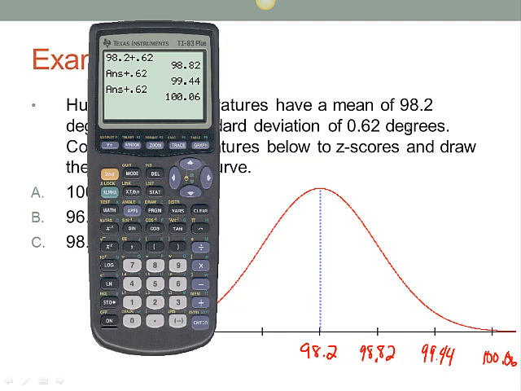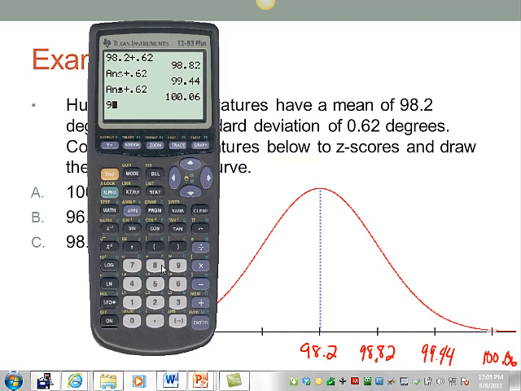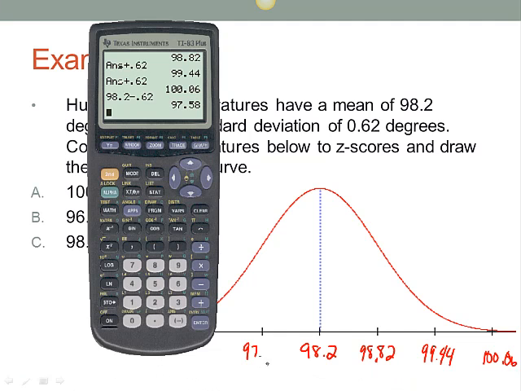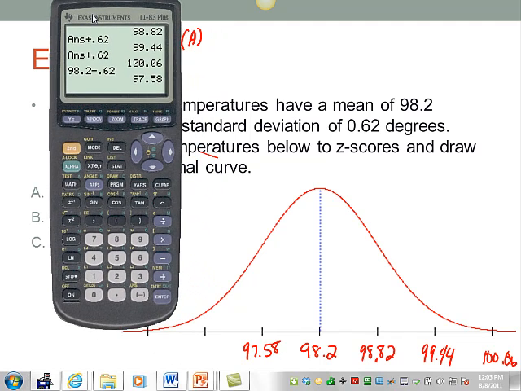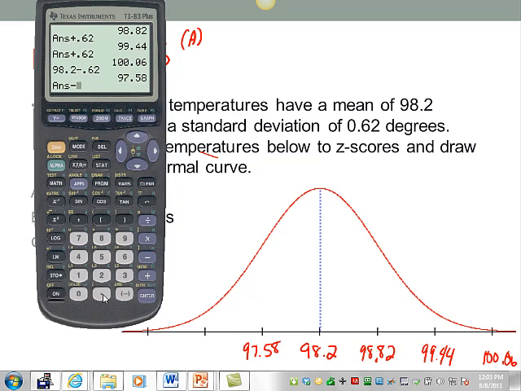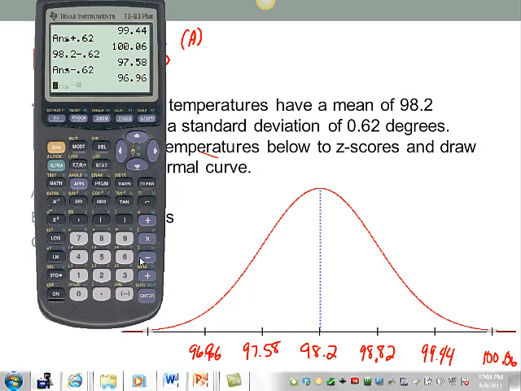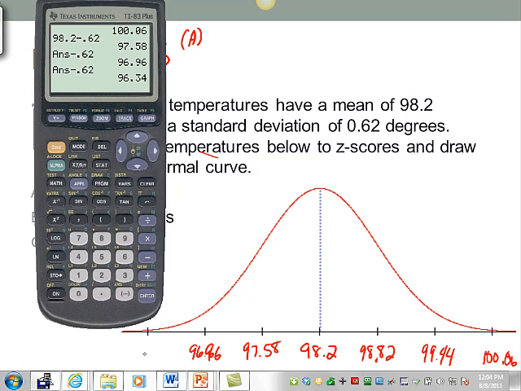And then go the other way. So 98.2 minus 0.62 is 97.58, minus 0.62, 96.96, and one more, minus 0.62. So it takes a little bit of time, but definitely worth it, 96.34.